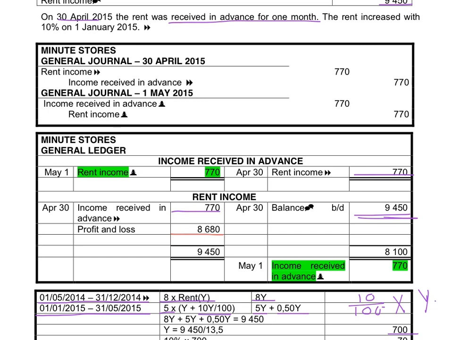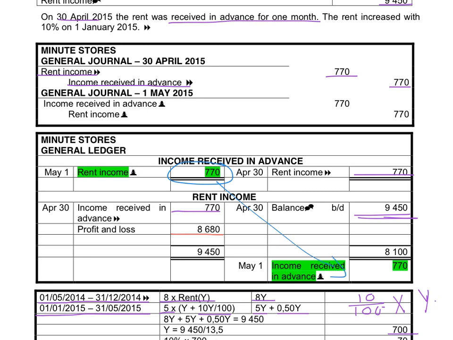We will also have to record these entries in the general journal. So at the end of the year, we will show that rent income must be decreased with the amount received in advance. Income received in advance will be credited with the 770. On the first day of the next financial year, we have to do a reverse entry. So this income received in advance that has a credit balance must now be closed by debiting income received in advance and crediting the rent income.